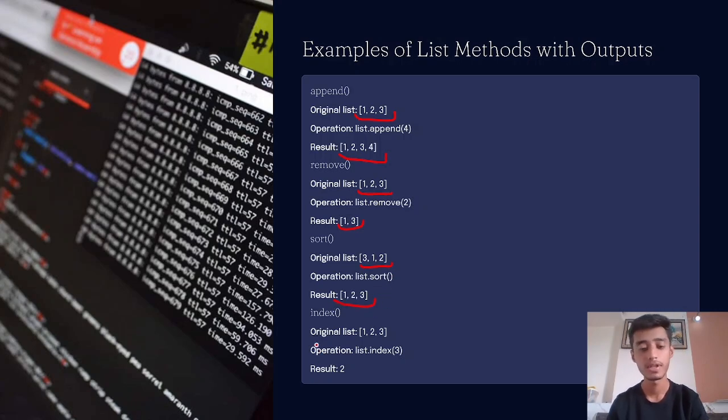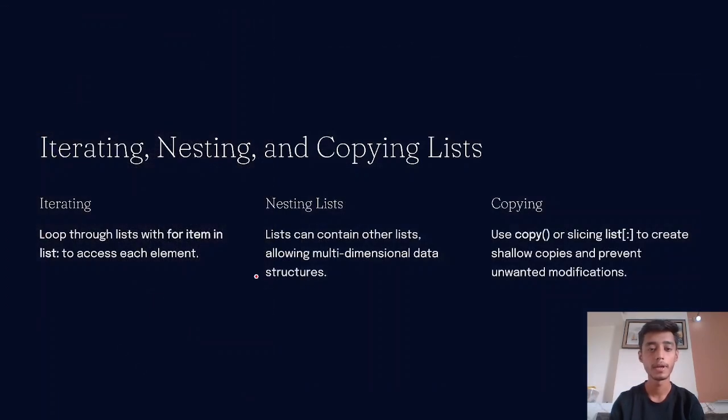Now let us see what is index. Here 1, 2, 3 is your original list and we have to find the index of the third element. So list.index(3) will result in 2 because here our list has 0 indexes, so 0, 1 and 2. So 2 will be printed. Now let us move on to iterating, nesting and copying lists. You can loop through a list using for item in list. You can also nest lists to create multi-dimensional structures like a matrix. When copying a list, use copy or slicing method to avoid modifying the original accidentally.